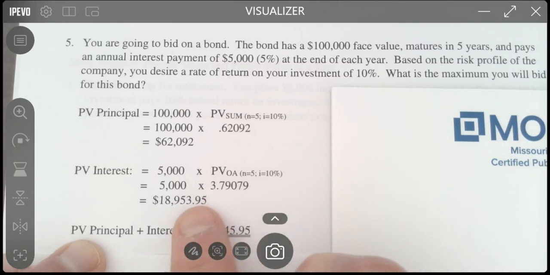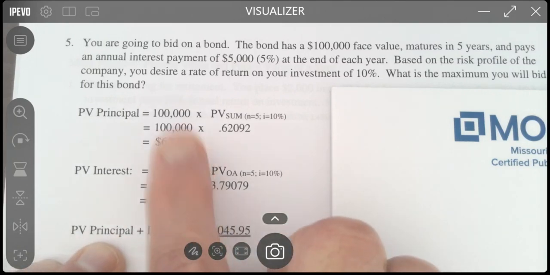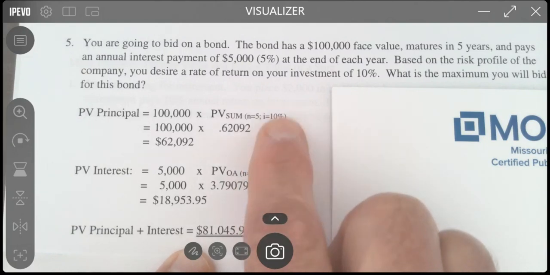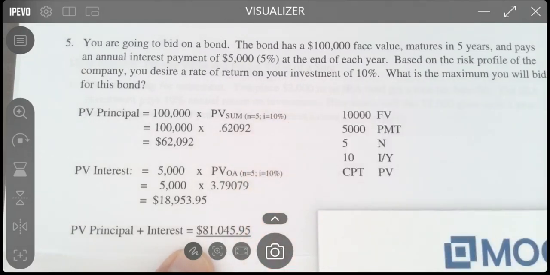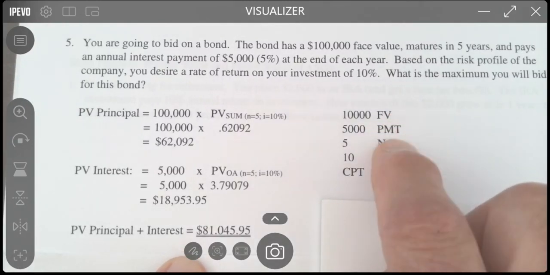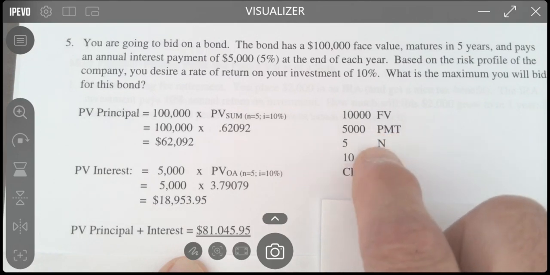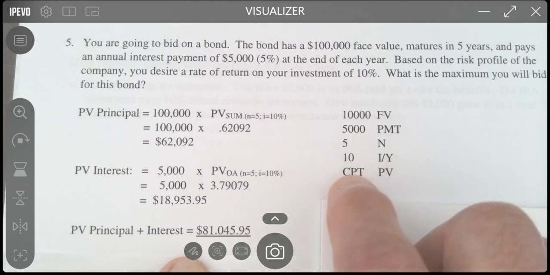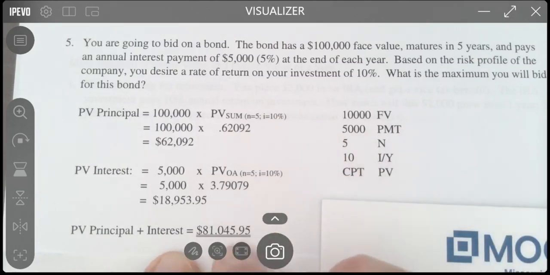plus the present value of the principal, $62,092, plus the present value of the interest, $18,953.95. I'm willing to pay $81,045.95 for this bond. If I do so, it'll yield a 10% return on investment. Right. To use the financial calculator, you would say 100,000 is the future value, 5,000 is the payment, 5N, 10I per Y, compute present value, and you'll get that same value.